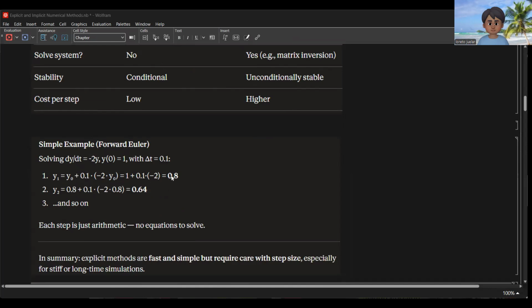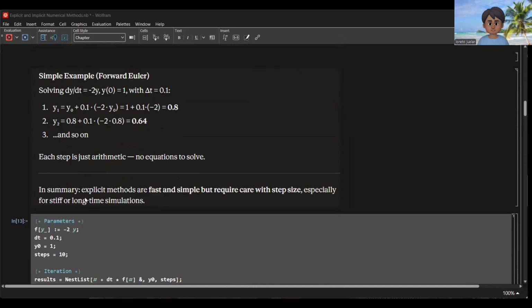With y_0 equal to 1, we have 0.8. Then the second value of y is y_2, which comes from 0.8 plus 0.1, the step size, times -2 times 0.8, so the next value is 0.64. Then number 3 and so on. Each step here is just arithmetic.